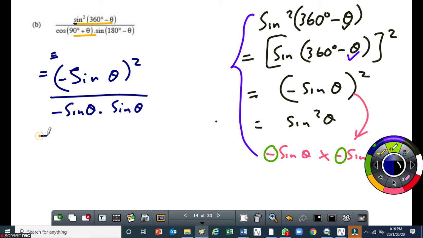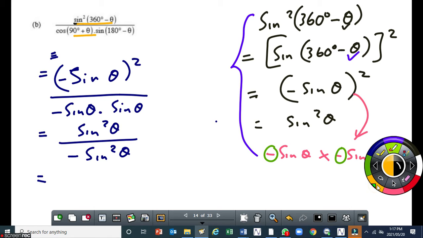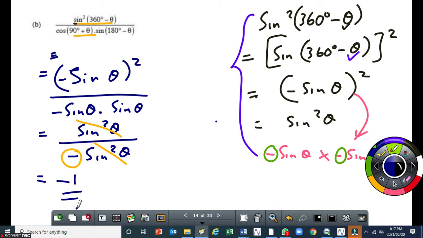Alright, then from there, we have sine squared theta all over. Now, minus sine theta times sine theta will give you minus sine squared theta. And this is equal to... I'm sure you can see now that we have a sine theta in the numerator and a sine theta in the denominator. But there's also this minus here, which means for our final answer we are going to be left with a 1 in the numerator and a negative 1 in the denominator, and we get negative 1 as the final answer. Okay, so it's not very difficult.